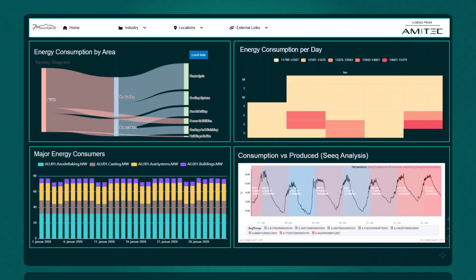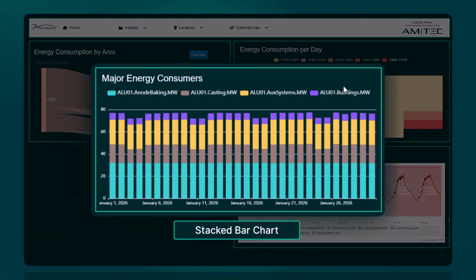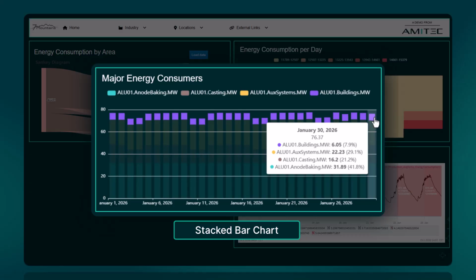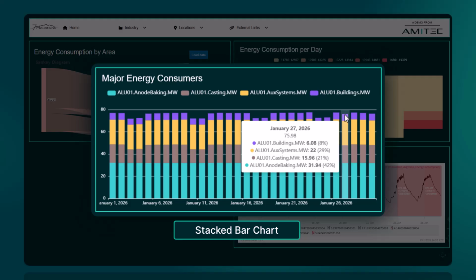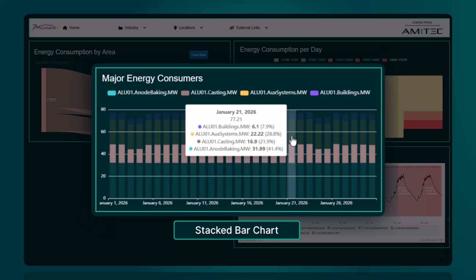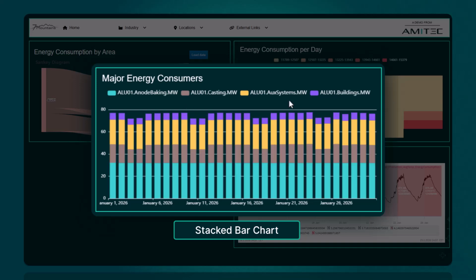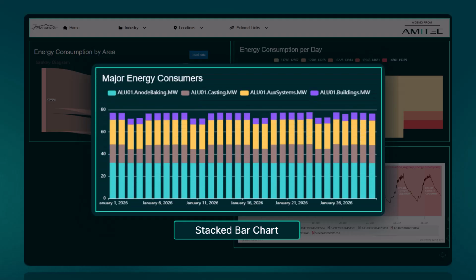After identifying the days of interest, I use the stacked bar chart to understand how different areas and systems contribute to the total energy consumption over time. Each bar represents total energy usage for a given time period, while the stacked sections show how much comes from major consumers like anode baking, casting, auxiliary systems, and buildings. In this view, I can see that overall energy usage is relatively stable, but I can also compare how the composition changes from day to day.